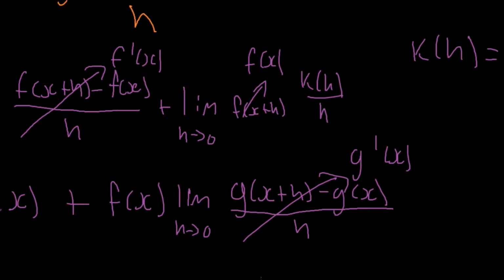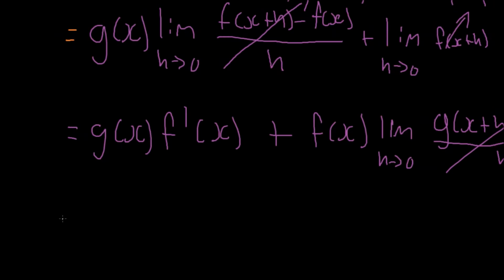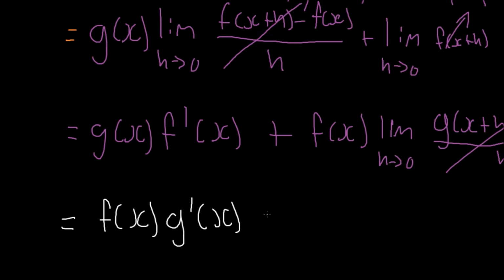And now we can write out our product rule using Leibniz notation. The derivative of f of x times g of x is f of x times g prime of x plus f prime of x times g of x. Let's do some examples to hammer it home, shall we?